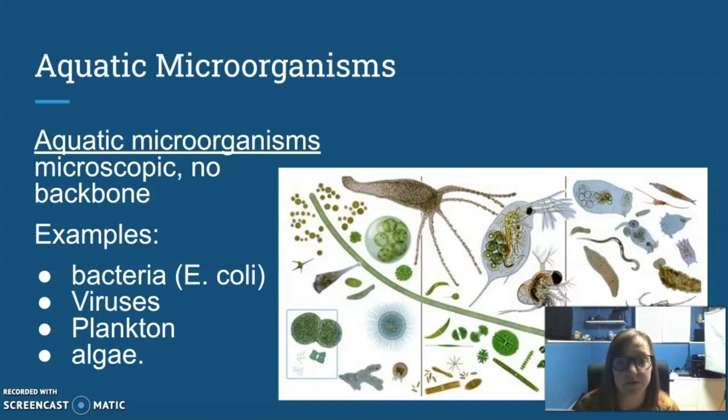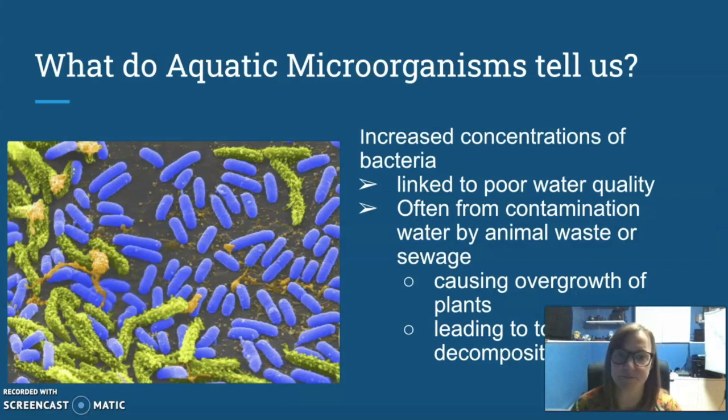Aquatic microorganisms, you need the microscope. They don't have a backbone, as I said, but they're like your bacteria. So E. coli is one of the ones that they talk about a lot on the news. They're viruses, they're plankton, and they're algae. And they look super cool underneath the microscope. So what do they tell us? If you have an increased concentration of bacteria, that can often be linked to a poor quality of water.